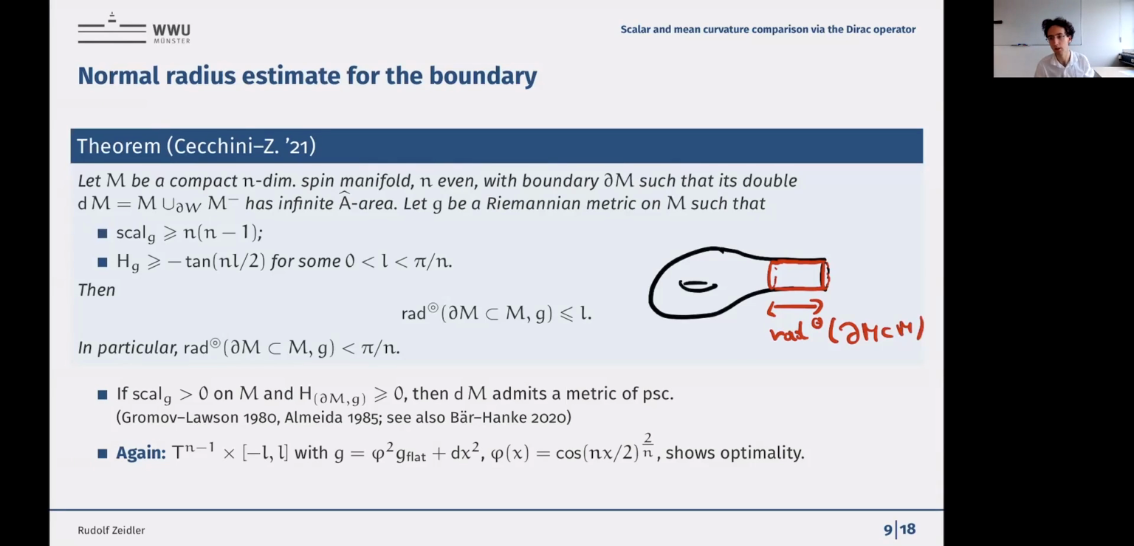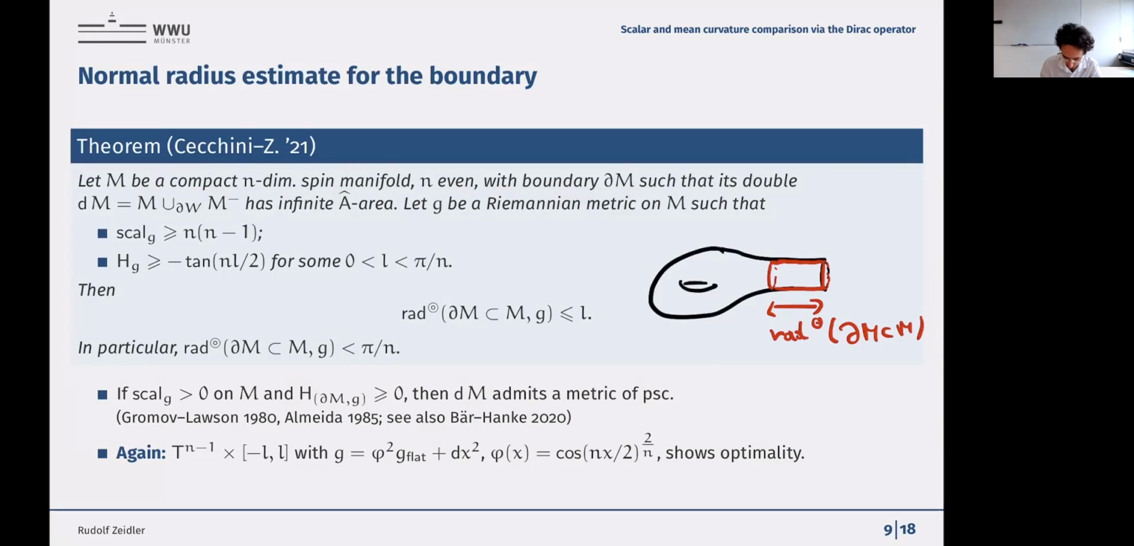And the idea is that under certain assumptions on the scalar curvature and the mean curvature of the boundary, we can actually say that this normal radius is not too long. This is similar to the bandwidth estimate, but a slightly different setup. And the theorem is in the following situation: we have a compact spin manifold again, which is even dimensional, and it has a boundary, and there is an assumption on the double.